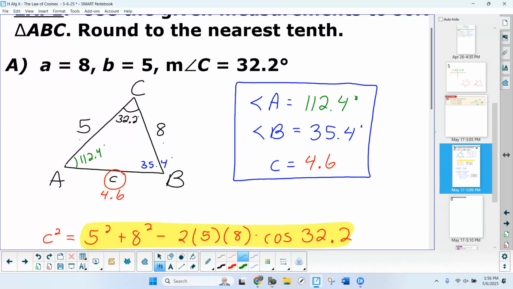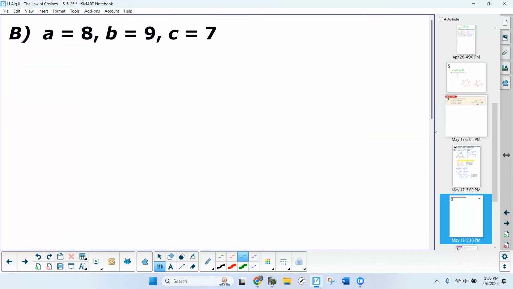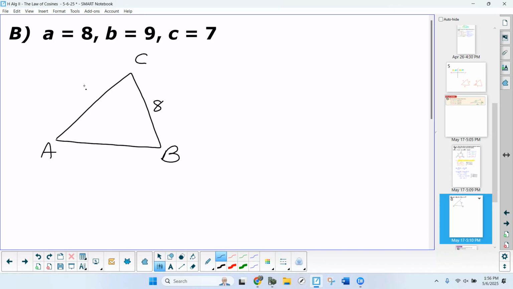Okay, try another one. I'm going to draw again, not necessarily to scale. A, B, C. Side A is 8. Side B is 9. Side C is 7. So I am missing all three angles: angle A, angle B, angle C.